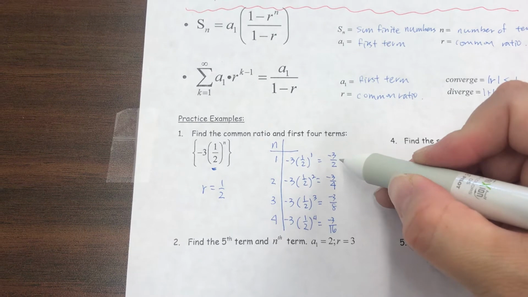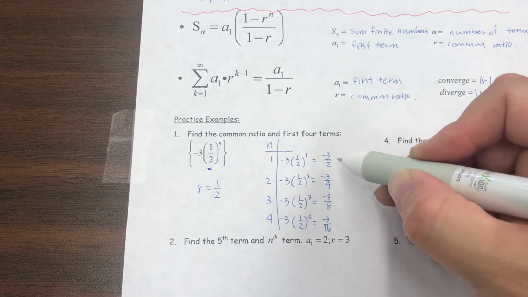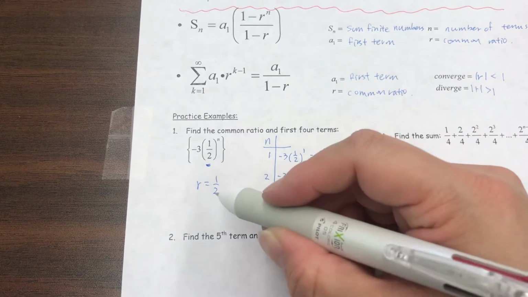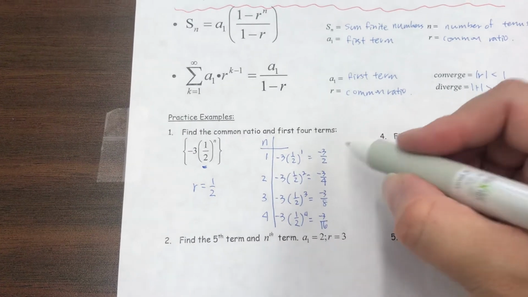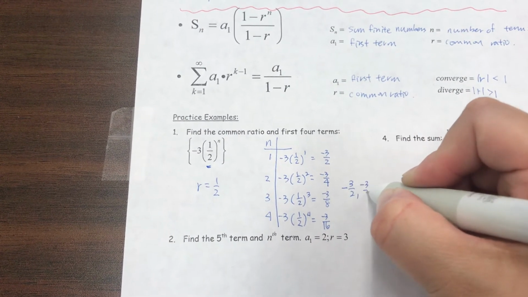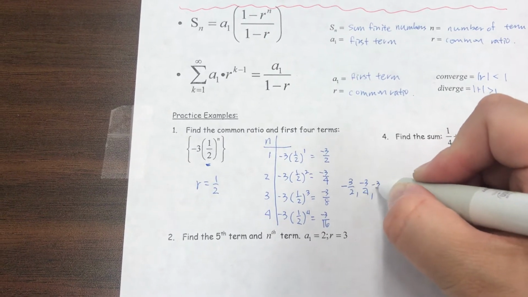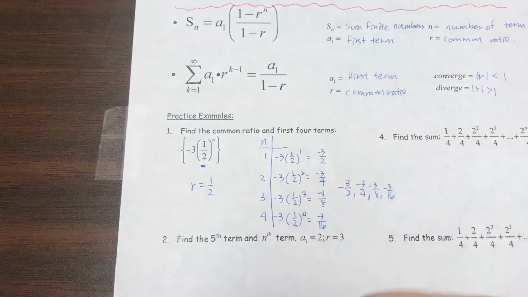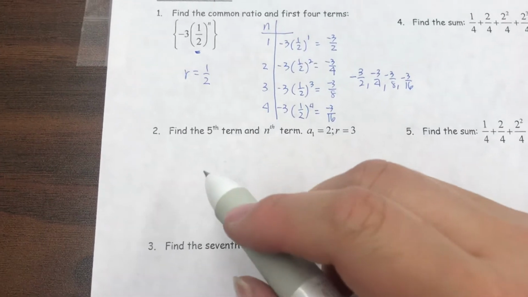As you can see, each denominator is increasing by a factor of 2. Therefore, you're multiplying by 1/2 each time. Your common ratio is 1/2. So don't forget to do the one last step. Write these out as a list because this is a sequence. Okay? All right, moving on.